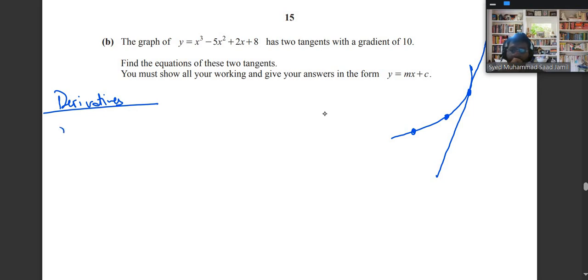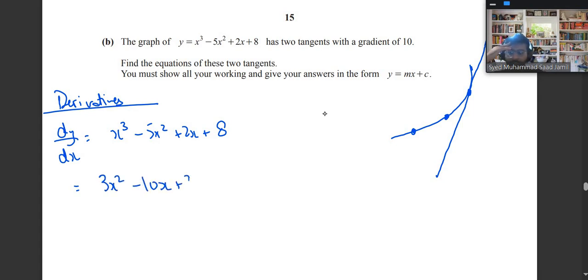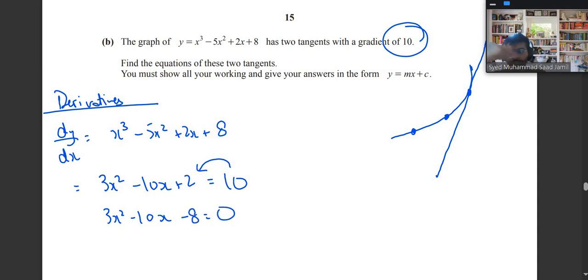So first of all, we will derivate dy over dx, this whole equation, x cube minus 5x square plus 2x plus 8. When we derivate, dy over dx is basically gradient, okay. It will become 3x square minus 10x plus 2, and this is equals to 10 because it already states that the gradient is 10. Now 3x square minus 10x plus 2 minus 10 is minus 8 is equals to 0, okay.